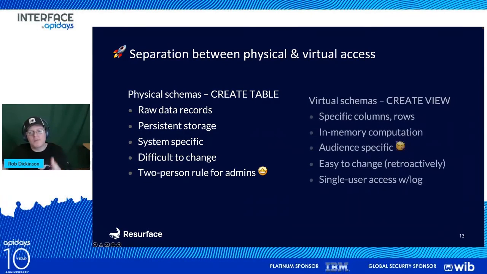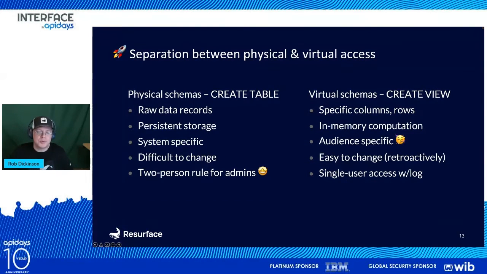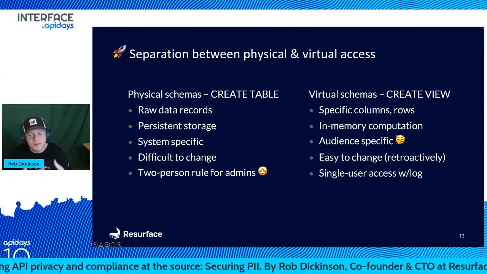Then what we do is overlay on top of that a virtual schema. If you think about this from the traditional database perspective, it's the difference between a create table and a create view. So we have our physical schema, that's the raw data records. PII is probably going to be present there. But then we can wrap that in a view. And as part of that view, now we can say, let's pull out specific columns, let's pull out specific rows. We can also mask or anonymize that data at the view layer. We can make that custom to an audience.